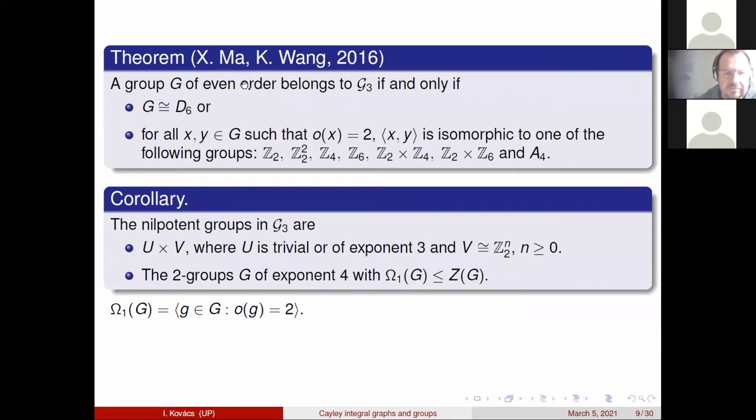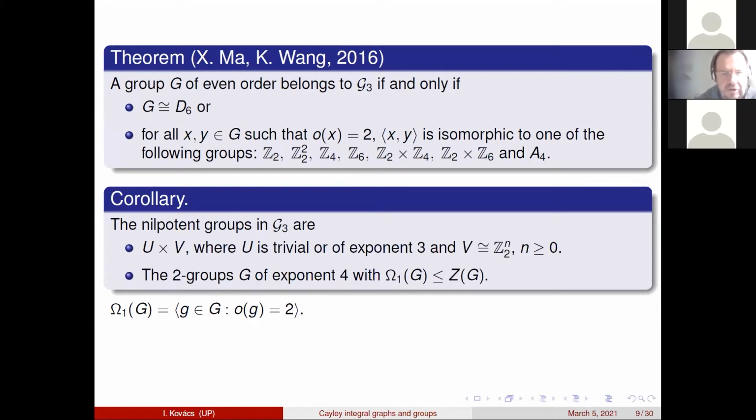Ma and Wang also proved, using this characterization, what the nilpotent groups in G3 are. A nilpotent group is just a direct product of a 2-group and a 3-group. And for the 2-group, you have the property that the group generated by involutions must be in the center, and the group must also be of exponent 4. Otherwise, the group is a direct product of a group of exponent 3 with an elementary abelian group.